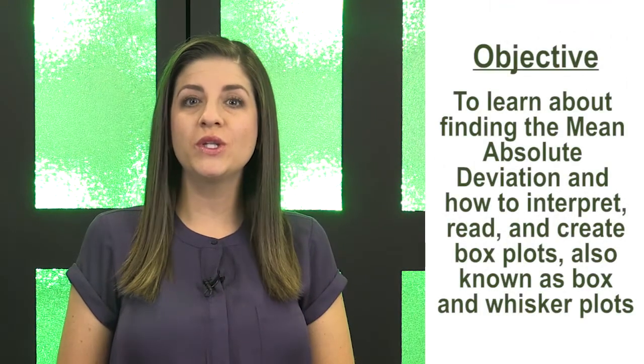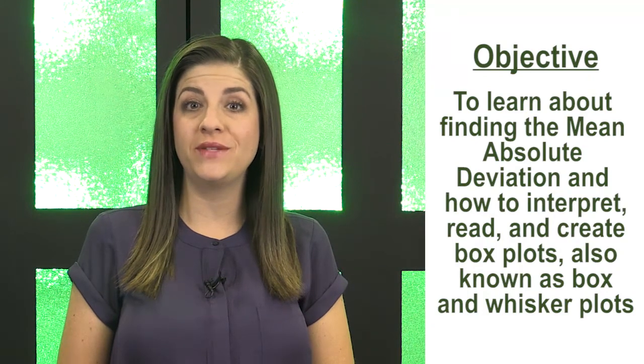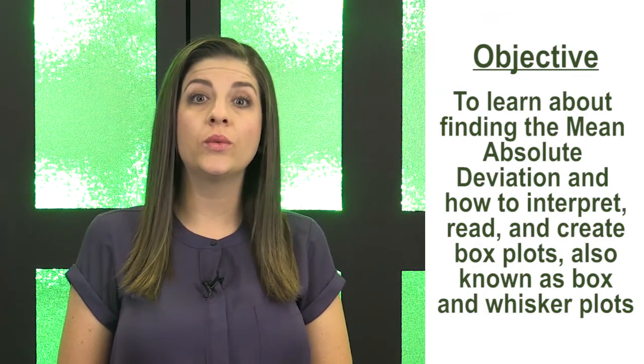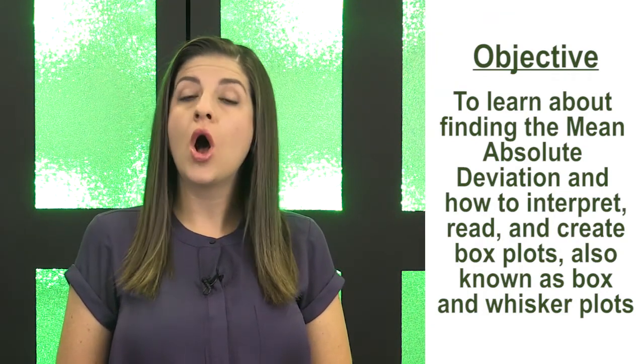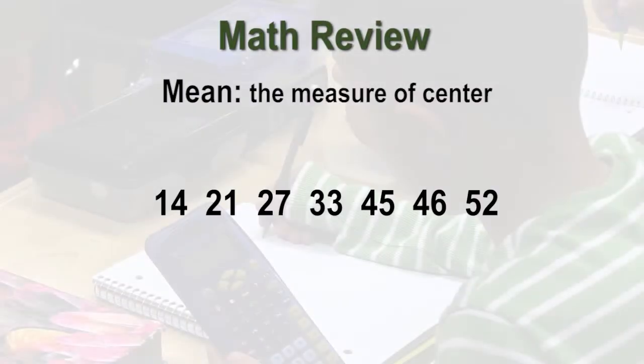In this chapter, students will learn about finding the mean absolute deviation and how to interpret, read, and create box plots, also known as box and whisker plots. In previous lessons, students have learned some important skills in order to make the skills taught in this chapter more accessible. Students have learned how to find the mean, which is a measure of center.